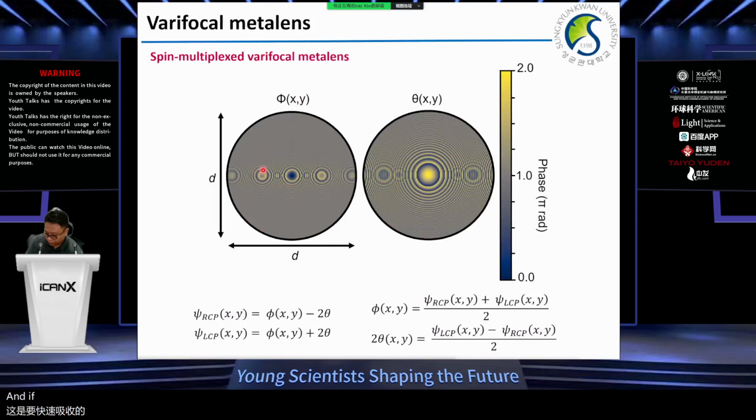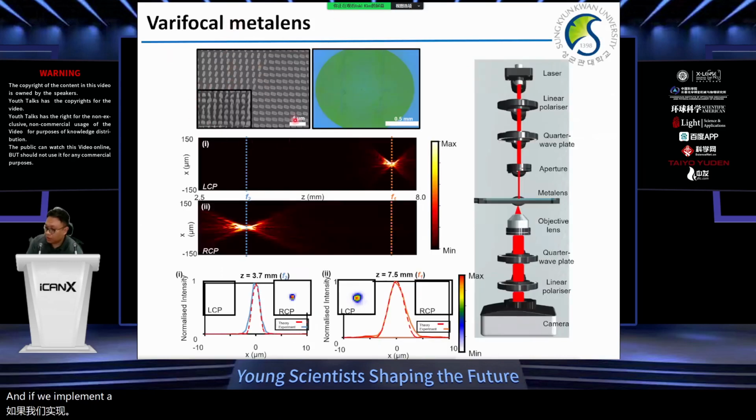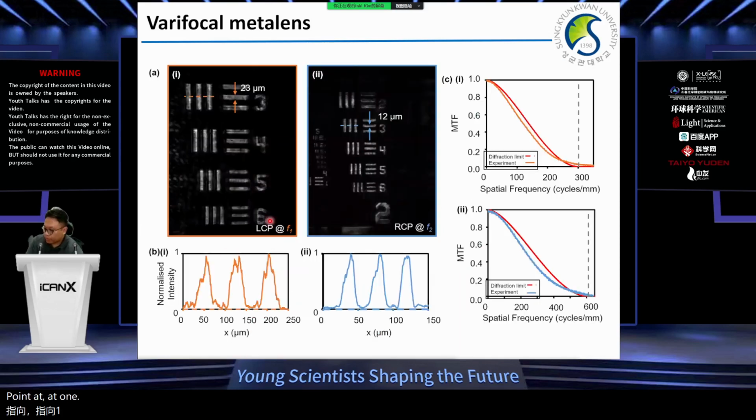And if we implement these nanostructures, then we can realize this varifocal metal lens. If you shine the RCP light, you will have the focal plane at F2. If you shine LCP light, you will have the focused point at F1. So if you put 2 different targets at F1 and F2, then we can see one target, and if you change the polarization, then you will see another target.